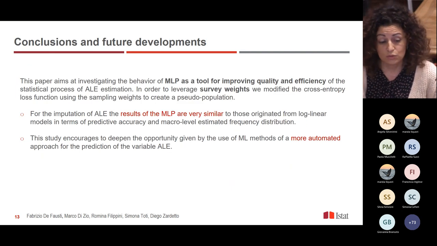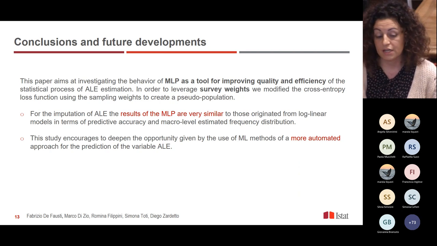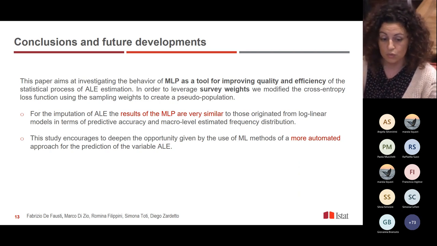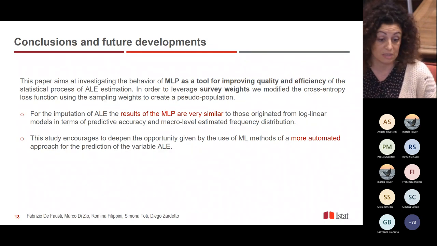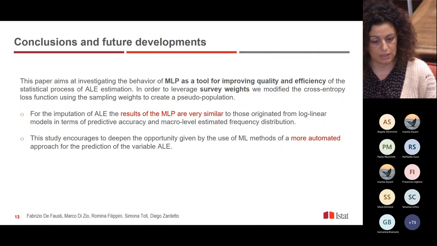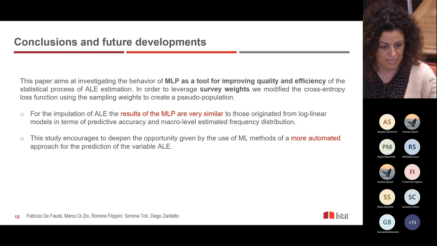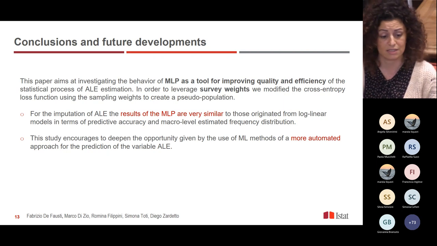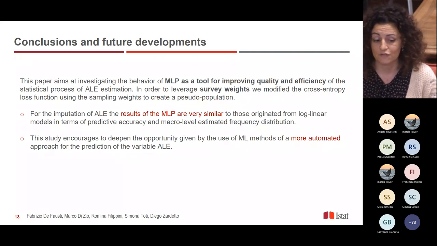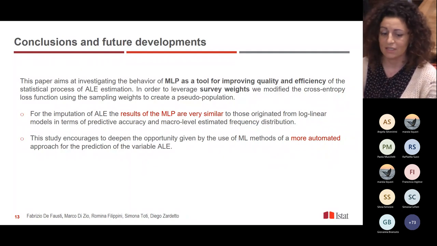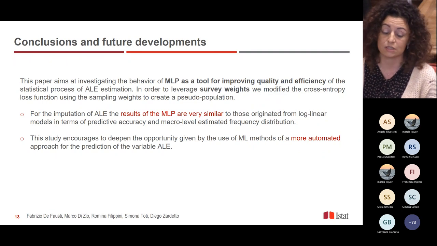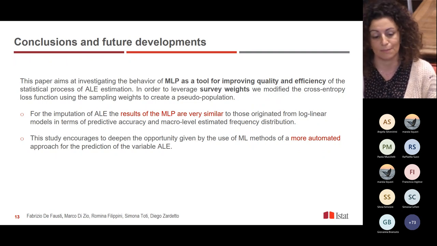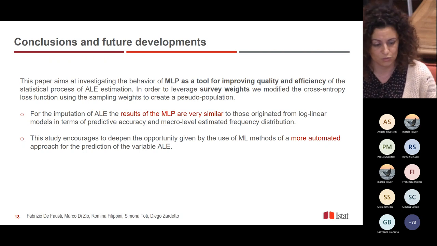So to conclude, in this paper we wanted to investigate the behavior of the multilayer perceptron as a tool for improving quality, and in particular the efficiency, of the statistical process of the estimation of ALE. We use the survey weights in the multilayer perceptron approach, modifying the cross entropy loss function. And as regards the results, for the imputation of ALE, the results of the MLP are very similar to those originated from the log-linear models. This is true for both the micro-level accuracy and the macro-level estimated frequency distribution.